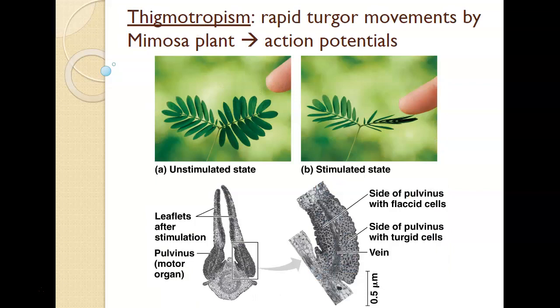The touch response, thigmotropism. The mimosa plant is one where it causes actual action potentials. So this is a signaling that's not G-coupled, but is in relation to action potentials or ligand gated ion channels and can actually cause the stimulation to move the plant in a different direction. So you can kind of see what it looks like unstimulated versus stimulated.